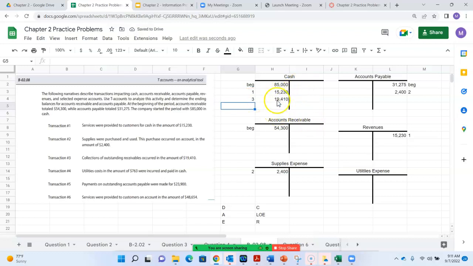The flip side of this is we need to reduce our accounts receivable because, right, we've been paid those amounts. So we need to actually reduce our accounts receivable. To reduce an asset, you're going to credit it. So 19,410, and that relates to transaction number 3.